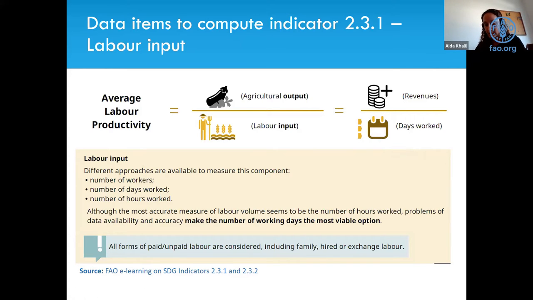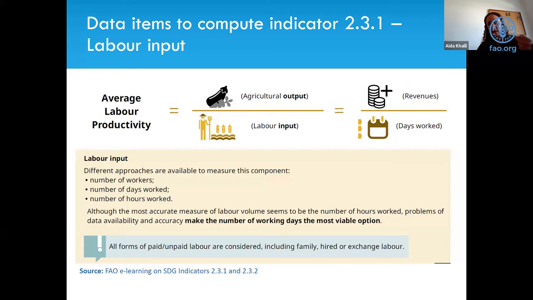As you know, in agriculture, you have situations where people work only part-time in the agricultural sector, and they also have other occupations. So ideally, we should be able to compute the number of working days in full-time equivalent, so working days that are equivalent to 8 hours of work. To do so, you would also need the average number of hours worked in a typical working day on the holding. If this is not available, you can simply use the number of days worked.